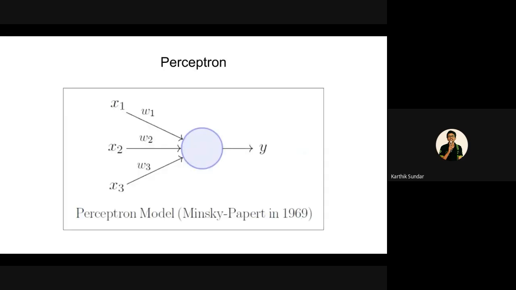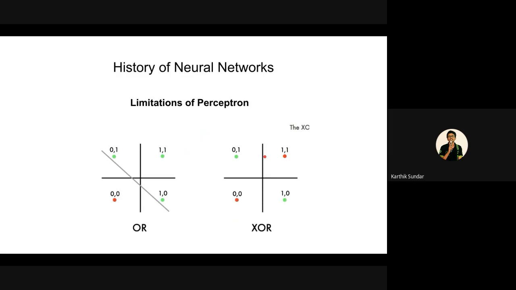Here I have zoomed in on the perceptron model. X1, X2, X3 are inputs, W1, W2 and W3 are the weights, and Y is going to be the output. There are some limitations on the perceptron because a single perceptron can only learn to classify linearly separable data points. What I mean by linearly separable is, for example, let's take this case. You have 3 points, and with a single line you can divide the red points and the green points, but you can't do it for the XOR function because a single line cannot divide the red points and green points. So that was the limitation.